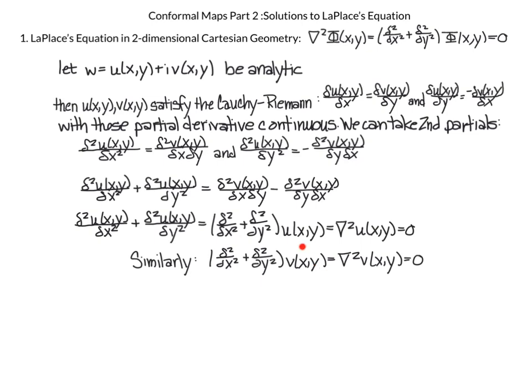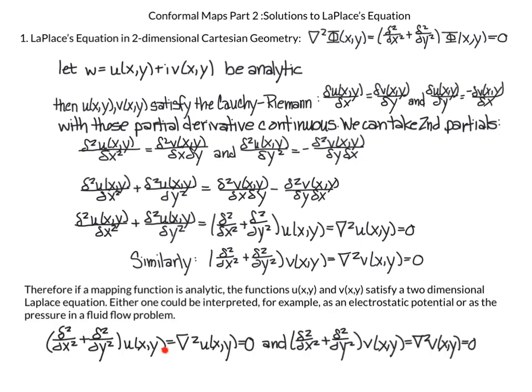We can do something similar for v, where we take the second-order partial derivatives, and we see that the Laplace equation with v of xy is equal to 0. So v satisfies Laplace's equation. I have that summed up over here, that u satisfies Laplace's equation, v satisfies Laplace's equation, and therefore, if a mapping function is analytic, the functions u of xy and v of xy satisfy a two-dimensional Laplace equation. And because of that, either one can be interpreted, for example, as an electrostatic potential or as the pressure in a fluid flow problem.